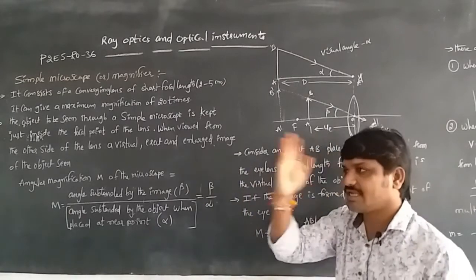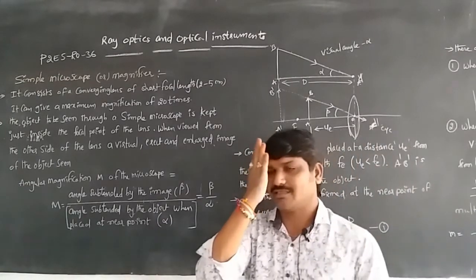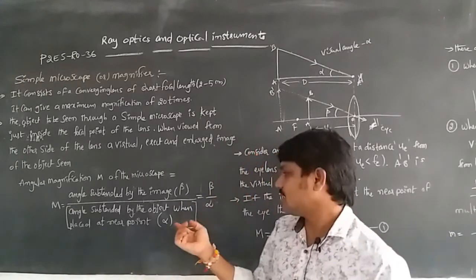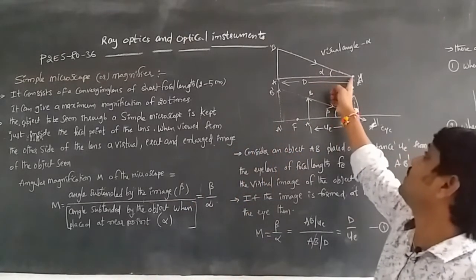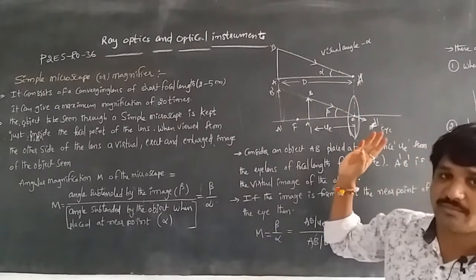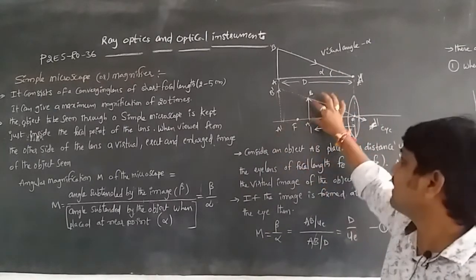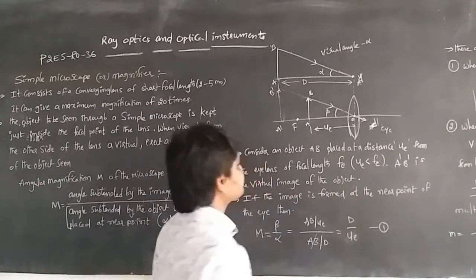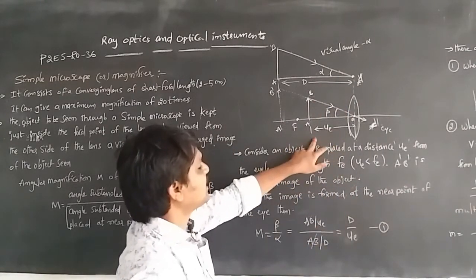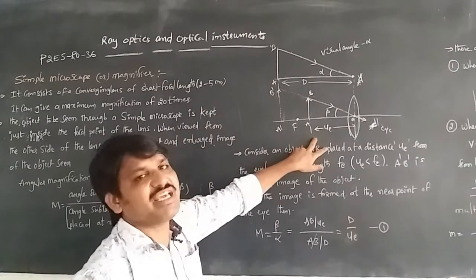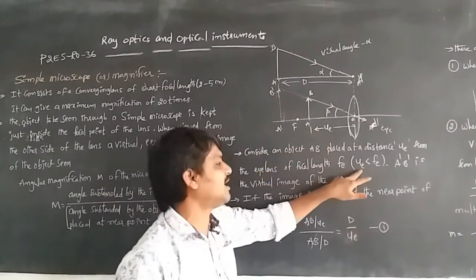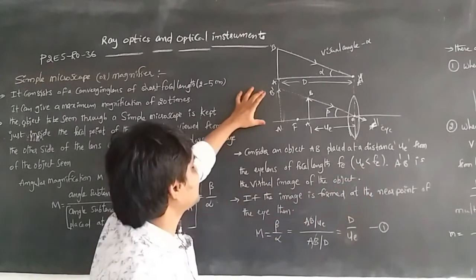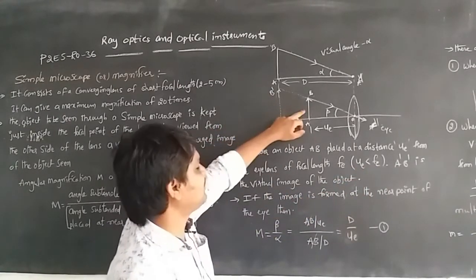Means when the eye is taken near to the lens, then we can see that the angle made by the near point to the eye is equal to the focal length. So consider AB, the object, is placed at a distance of UE from the eye lens. Here the focal length FE is more than the distance of the object, and A'B' is the virtual image of the object that is formed.